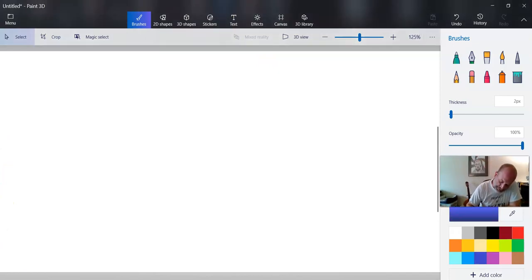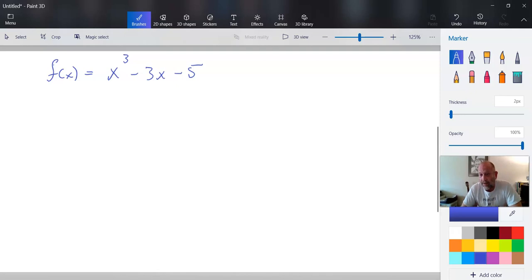Okay, so suppose our function is f of x is equal to x cubed minus 3x minus 5, right? So that's our function. Now, what's nice is that we know that this is continuous over its domain, right? Because it's a polynomial and all polynomials are continuous. The interval we'll be given is from -2 to 3, right? So that's what we're going to be dealing with.